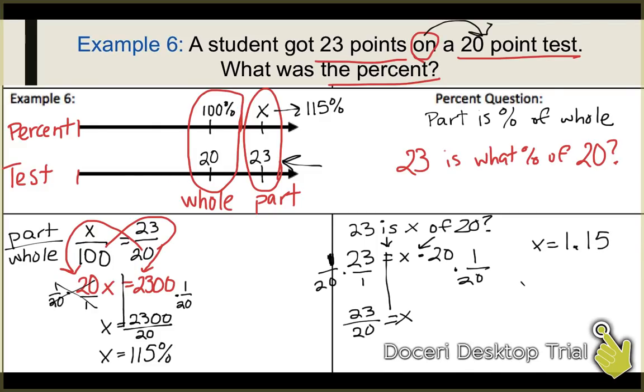If I divide that, I get x is equal to 1.15. And remember, we're looking for what the percent is. So I need to convert my decimal into my percent. So I'm going to move my decimal over 2 places to the right. And now I get 115% on my test. What grade is that?